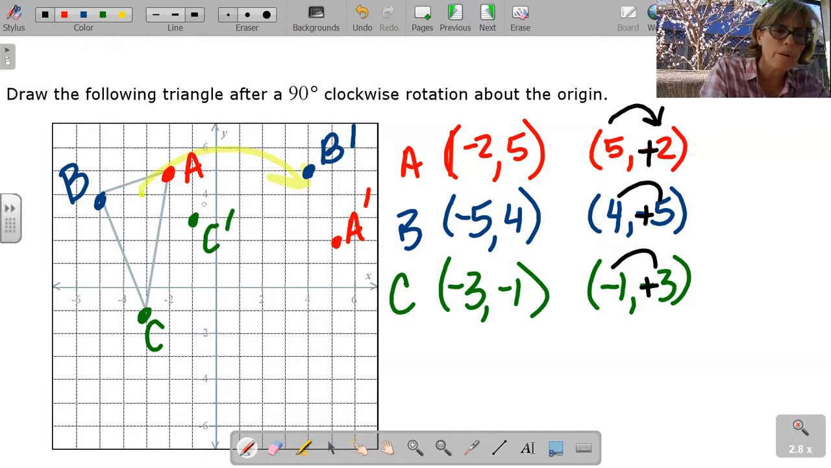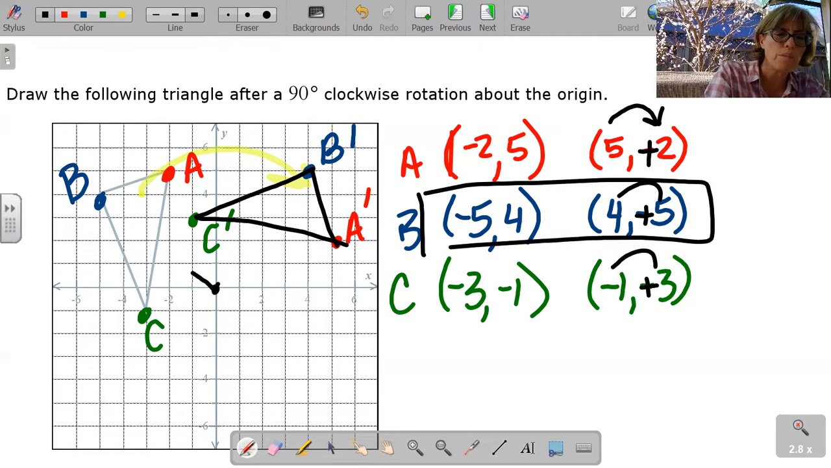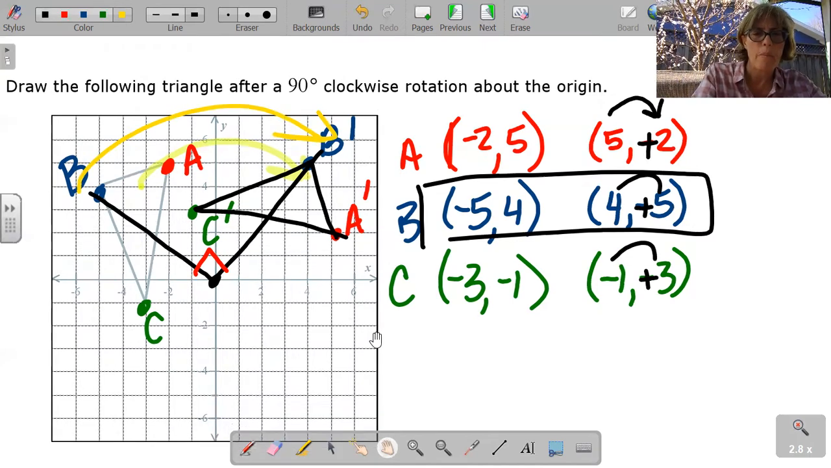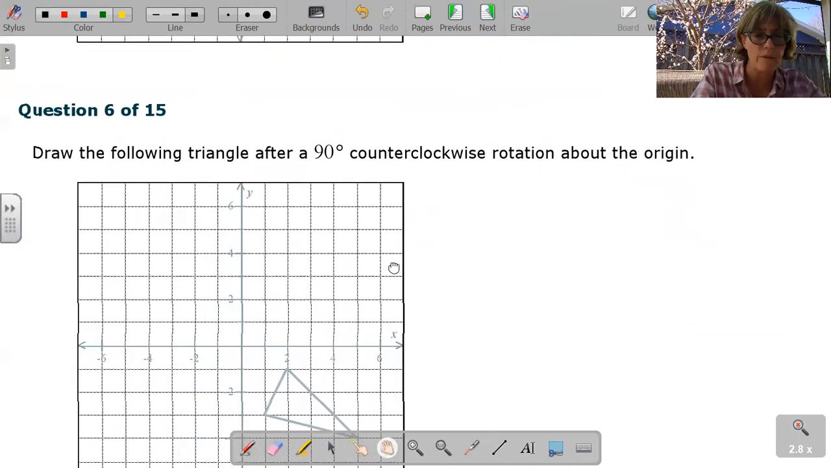C prime. Now, to test to see if this actually works, you choose any 2 points. I'm going to choose the B point. Origin to B, origin to B prime, and you take a look. Yes, it is 90 degrees. Yes, we rotated clockwise. Counterclockwise, you would do switch and flip to the left.